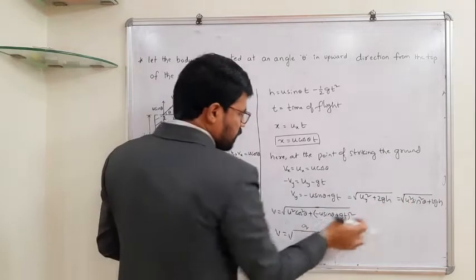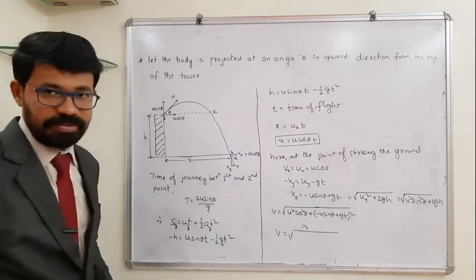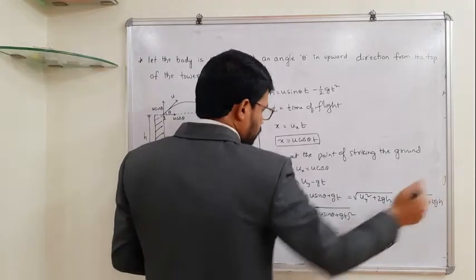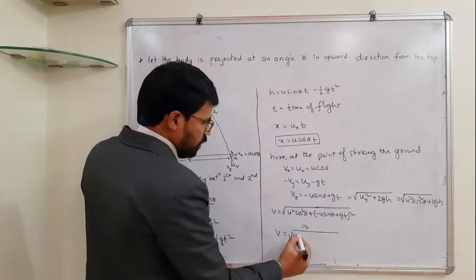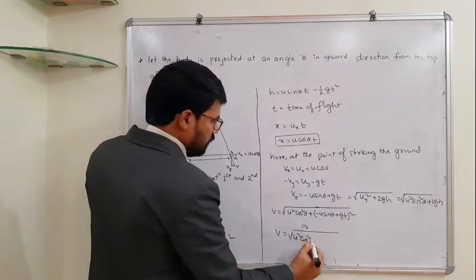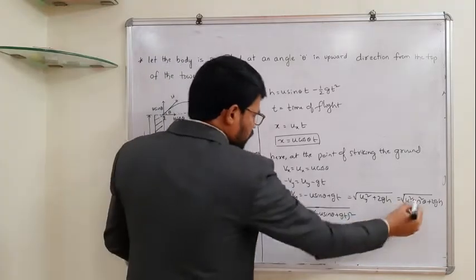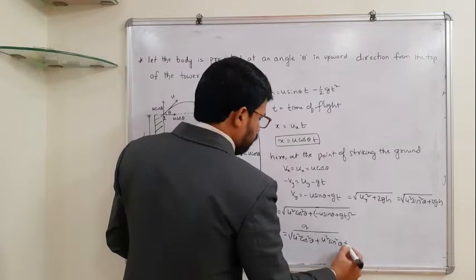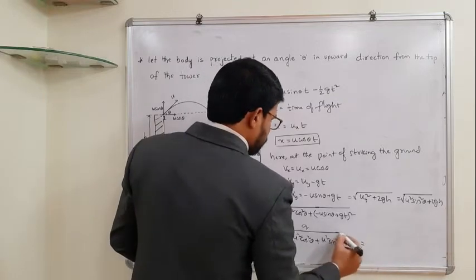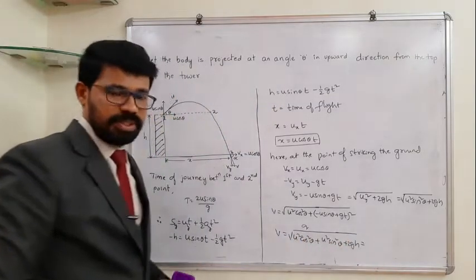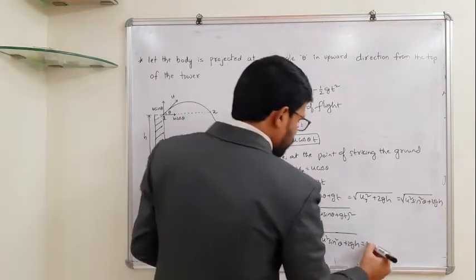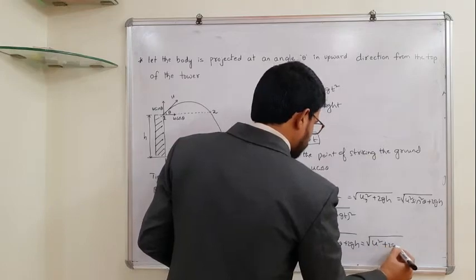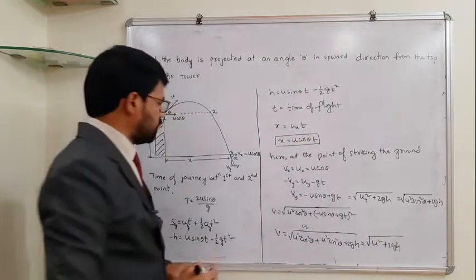If you replace this term here in place of Vy, when you take the square of this one, what will you have? U square sin square theta plus 2gh, right? So let me write it here: U square cos square theta plus the square of this one, U square sin square theta plus 2gh. Further, if you take U square common, sin square theta plus cos square theta is 1. So finally, you have this kind of equation, U square plus 2gh. So this is the velocity with which it strikes the ground.